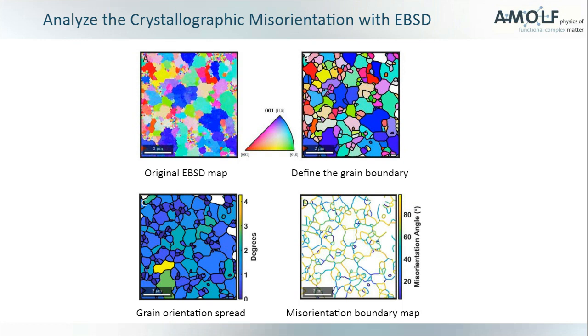So basically the dark blue color means lower misorientation within one grain, and a lighter color means high misorientation. And later we can link this to the strain inside the grains, and also link to the performance of the device. And also we can calculate the misorientation angle between each grain, which is shown in the fourth figure.